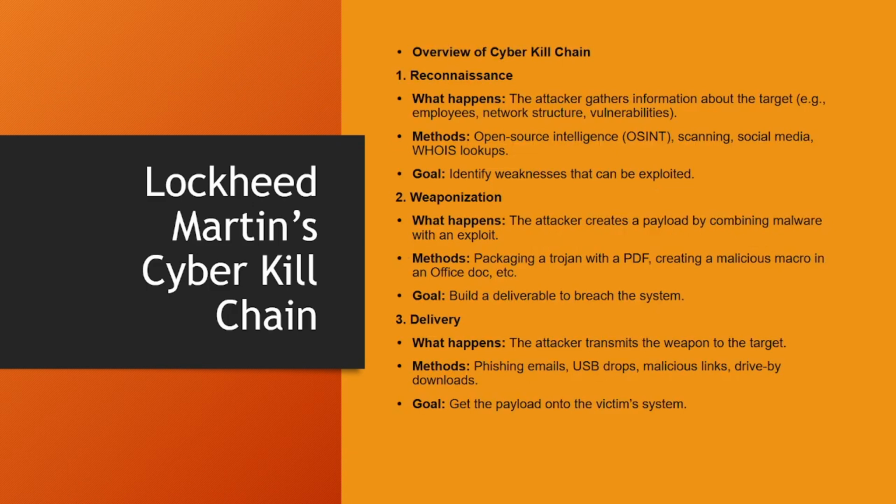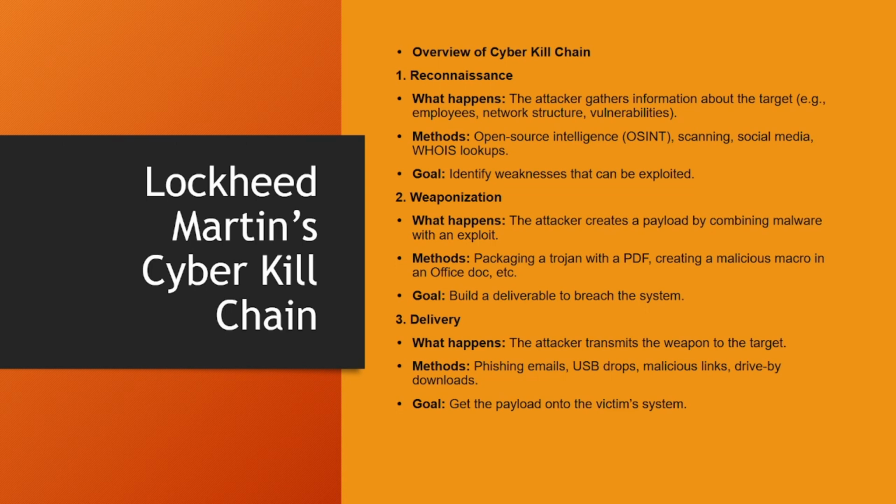So the overview of the kill chain is that you have many parts of the kill chain, right? Step one of the kill chain is reconnaissance. What happens? The attacker gathers information via OSINT, easy OSINT methods like social media, wikis, open source intelligence, and domain lookups like WHOIS lookup. The goal of this is to identify weaknesses that can be exploited.